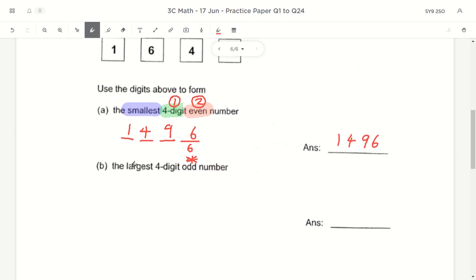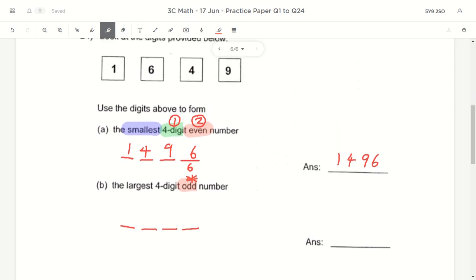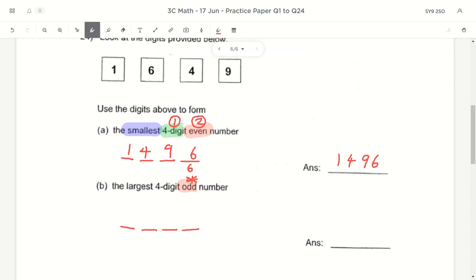So you have to use this method to be systematic in guessing this number. You don't just go for the smallest first. Similarly, we do part B also. Largest four digit odd number. First step, draw four lines to represent the four digits. Now I want an odd number. I have 1, 6, 4, and 9. Odd numbers are 1 and 9. I want the largest, so among all these digits, 9 is the largest. If 9 is here, 9 cannot be here. This becomes 1. I'm left with 6 and 4. The next largest will be 6, followed by 4. So the answer is 9641.